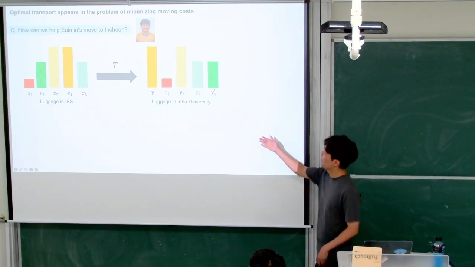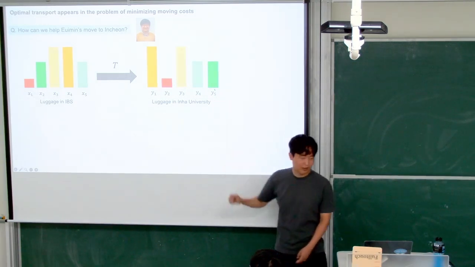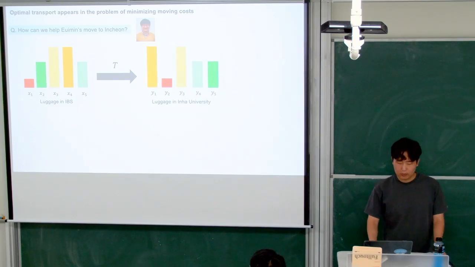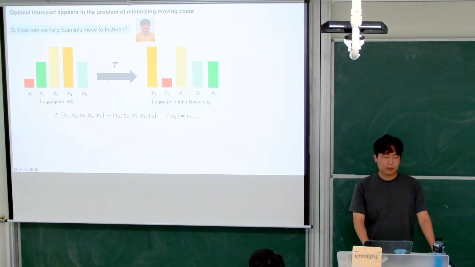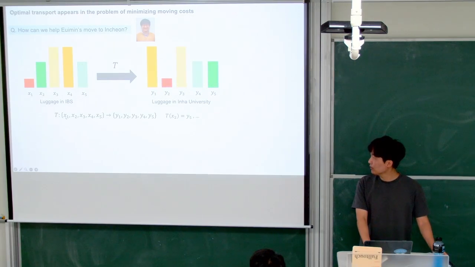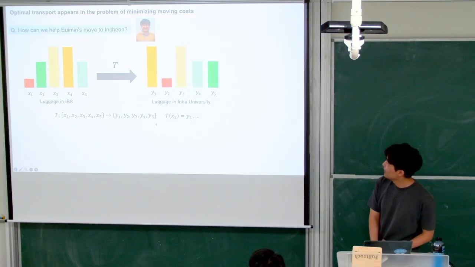So his desired design is fixed. So it remains to set some function T of how to move these luggages from IBS to Inha University. In mathematical language, this will be a function from x1 to x5 to y1 to y5. Okay, so what is T of x3? T of x3 is y3, you can check. And T of x2 is y5.